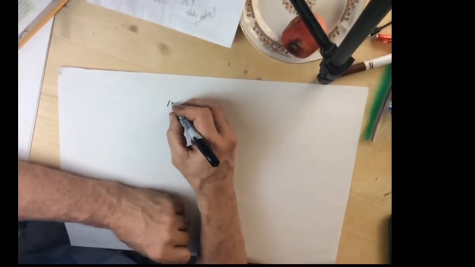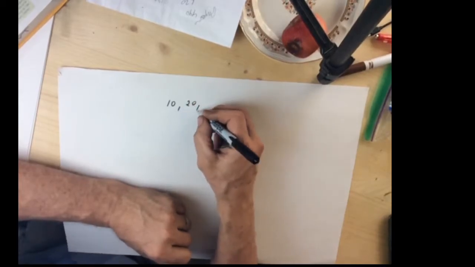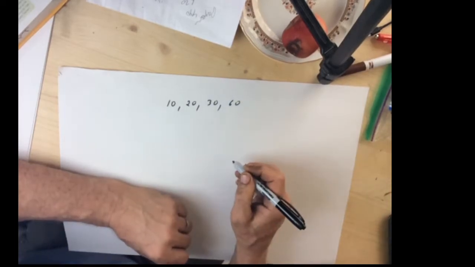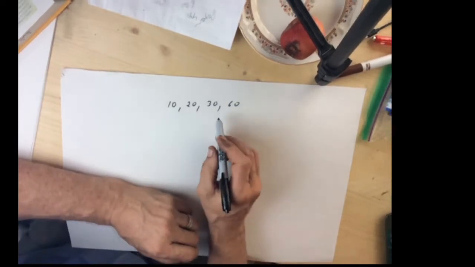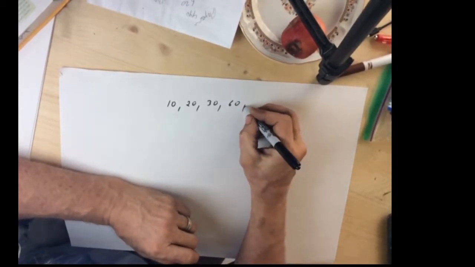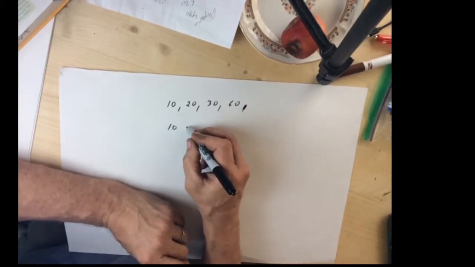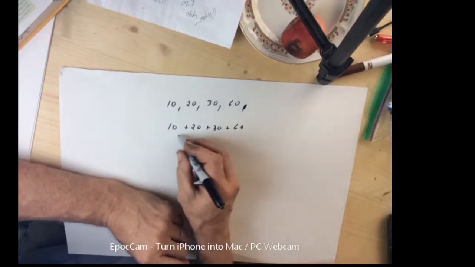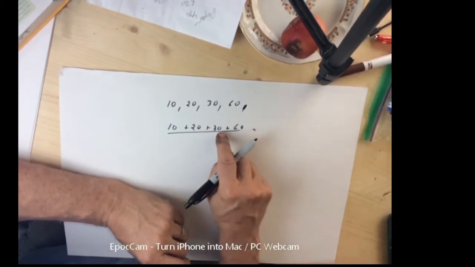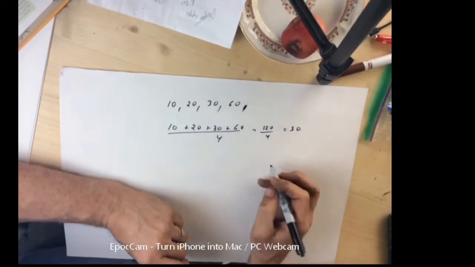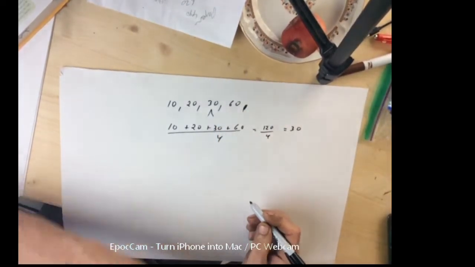Let's take a set of data, 10, 20, 30, 60. So we have four pieces of data, and so 10 plus 20 plus 30 plus 60 is 120, divided by 4 is 30, and we discover there's the average.